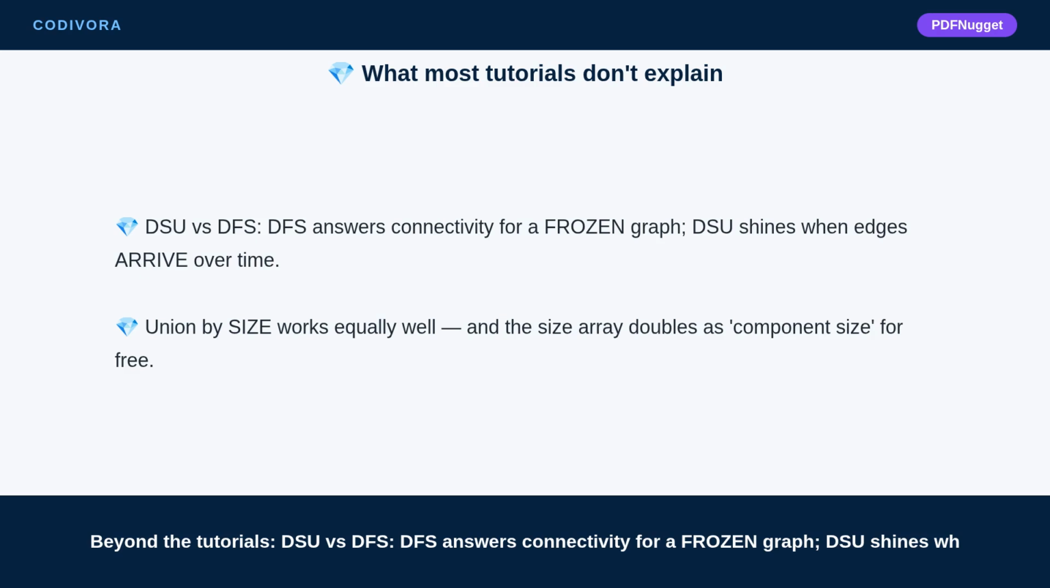And what most tutorials never tell you. DSU versus DFS: DFS answers connectivity for a frozen graph. DSU shines when edges arrive over time. Union by size works equally well, and the size array doubles as component size for free.